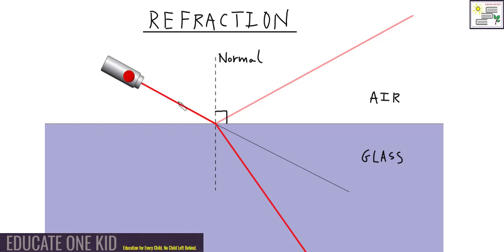The angle that the light ray makes with the normal here is called I. I stands for the angle of incidence.